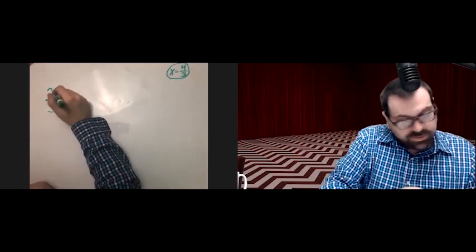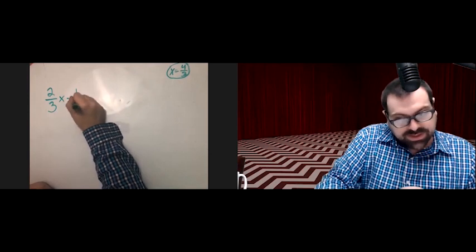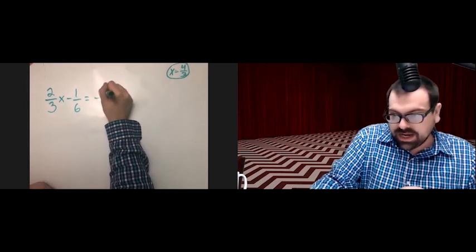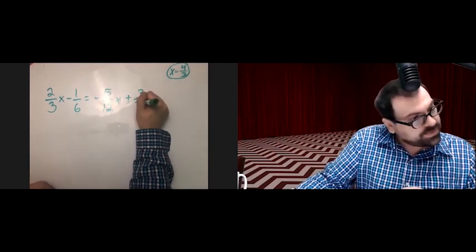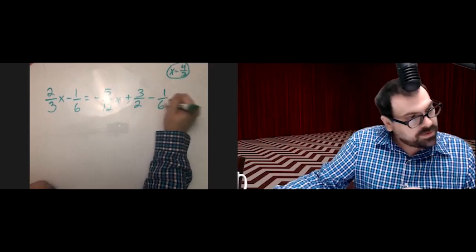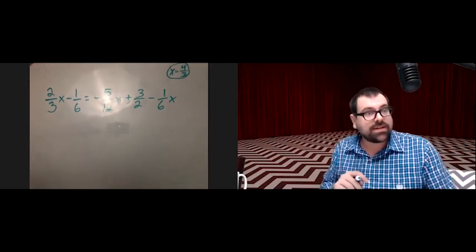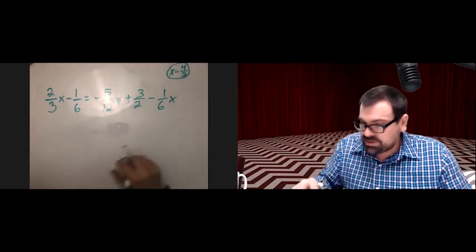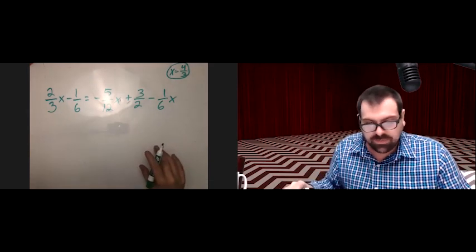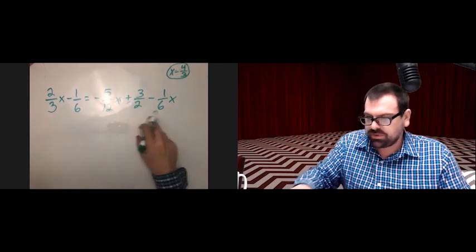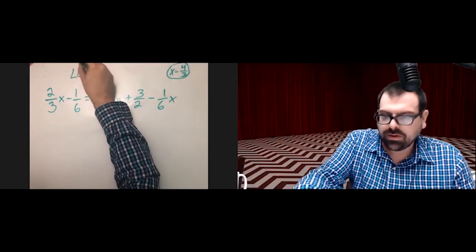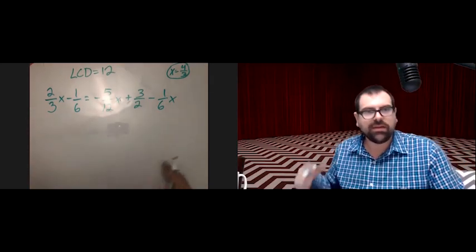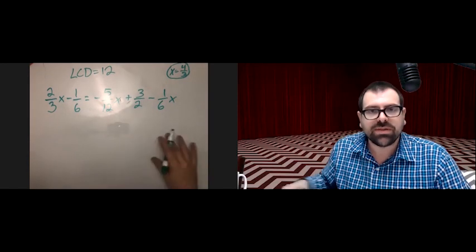So same problem, 2/3 x minus 1/6 equals negative 5/12 x plus 3/2 minus 1/6 x. We found a least common denominator. We found the least common multiple of 2, 3, 6, and 12 to be 12. Remember, we made the lists. We saw 12 was the first one that was in all 4 of them.